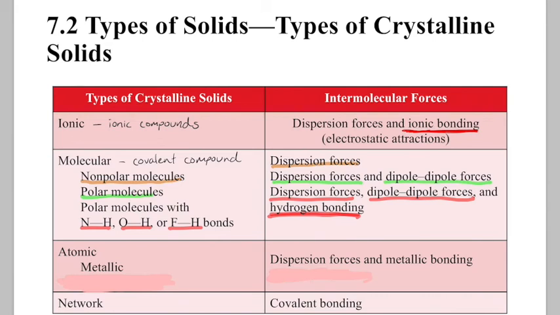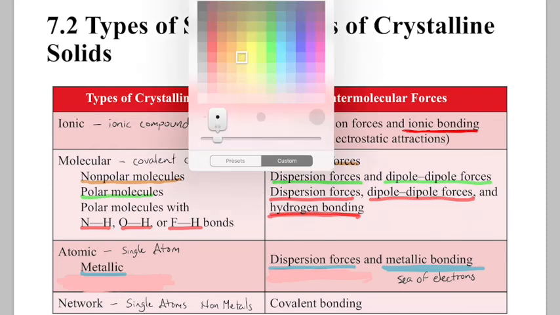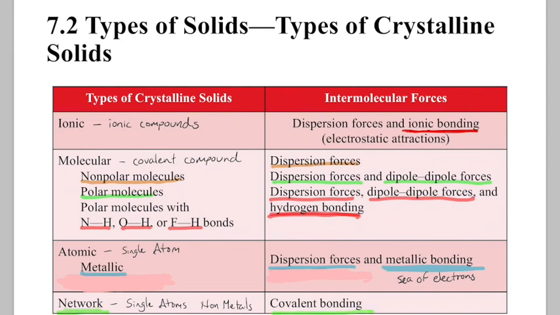If you have a metallic solid, so an atomic solid, meaning single atoms, and that single atom is a metal, it will be a metallic solid held together by, again, those weak dispersion forces, but importantly, that metallic bonding. Remember, we called this the sea of electrons model of bonding. And if we have a network solid, which is also made up of single atoms, but they're nonmetals, these are covalently bound solids. So it's called a network solid, which means that the atoms are all covalently bound to one another.